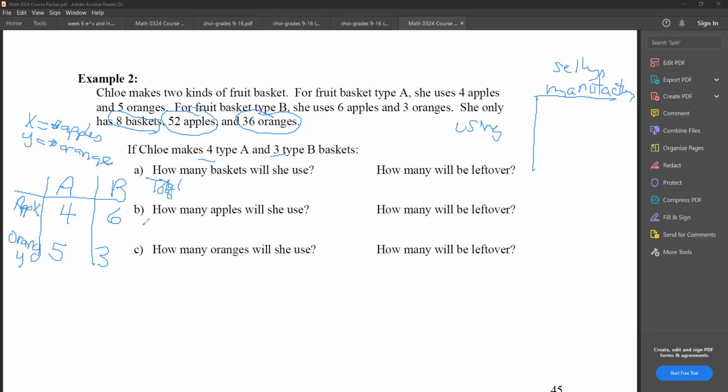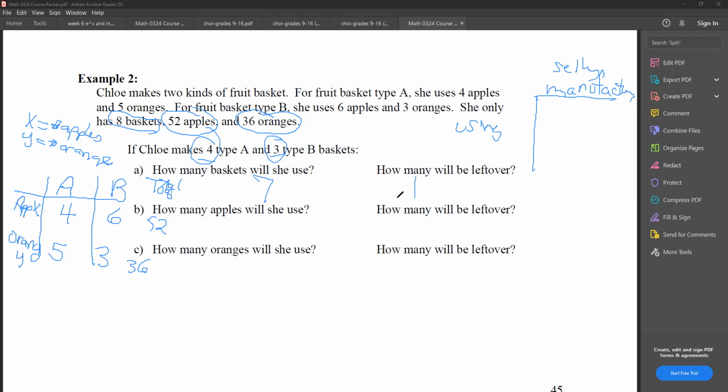She's got apples, 52 apples total, and 36 oranges. Okay. So how many baskets will she use? Well, this is kind of a silly question. You've got 4 type A and 3 type B, so she's going to use 7, right? And you've got a total of 8 available, so you have 1 basket left over.